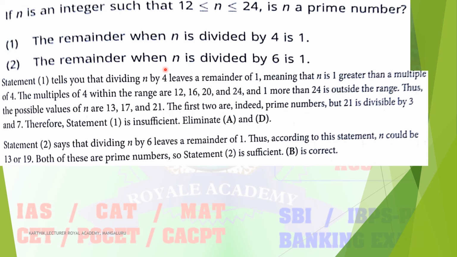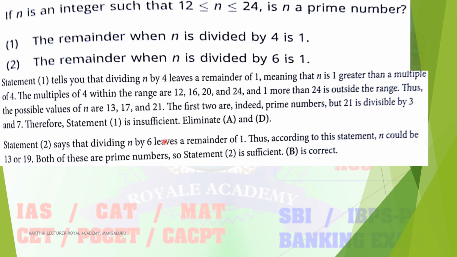Next, go for the second statement. So n should be divisible by 6. How many such numbers are there? 12 as well as 24, two numbers. Plus 1 is nothing but the remainder should be 1. So only numbers up to 18 work: 12 as well as 18. 6 times 2 is 12 and 6 times 3 is 18. So two numbers are coming.